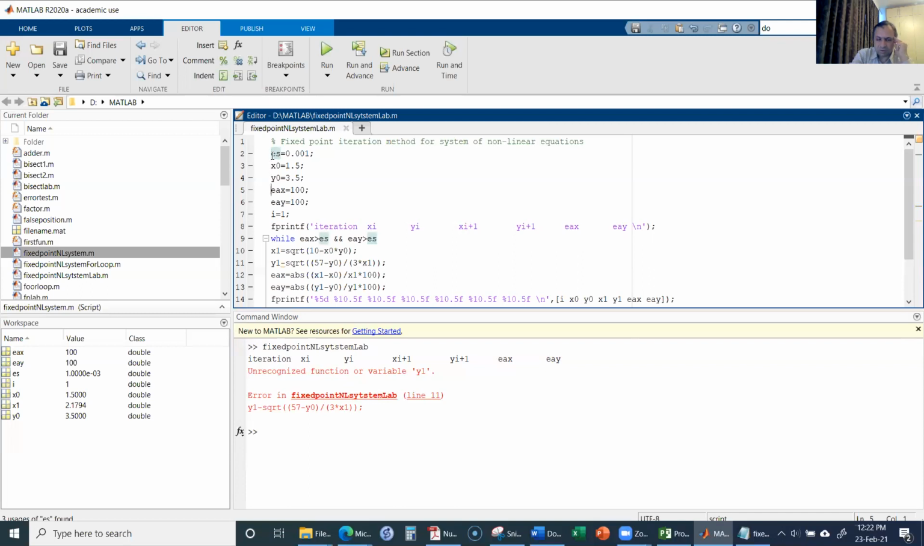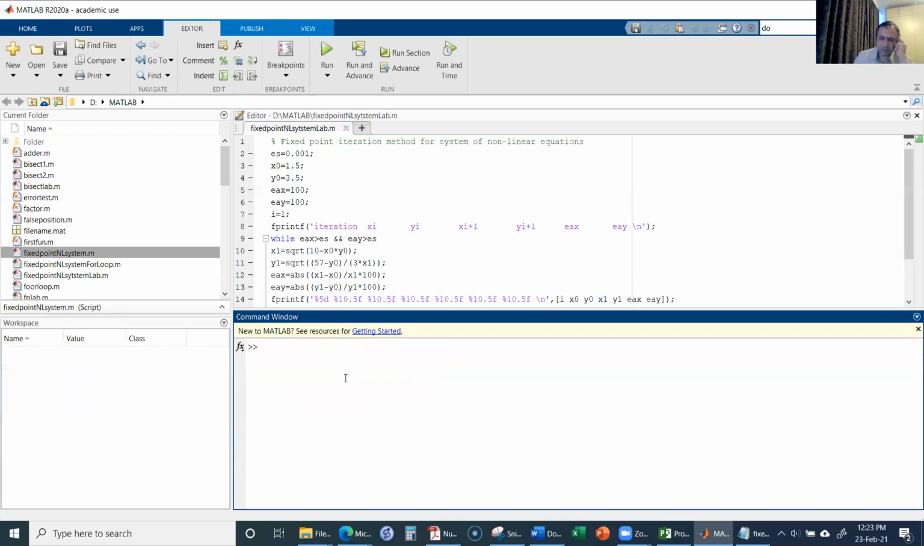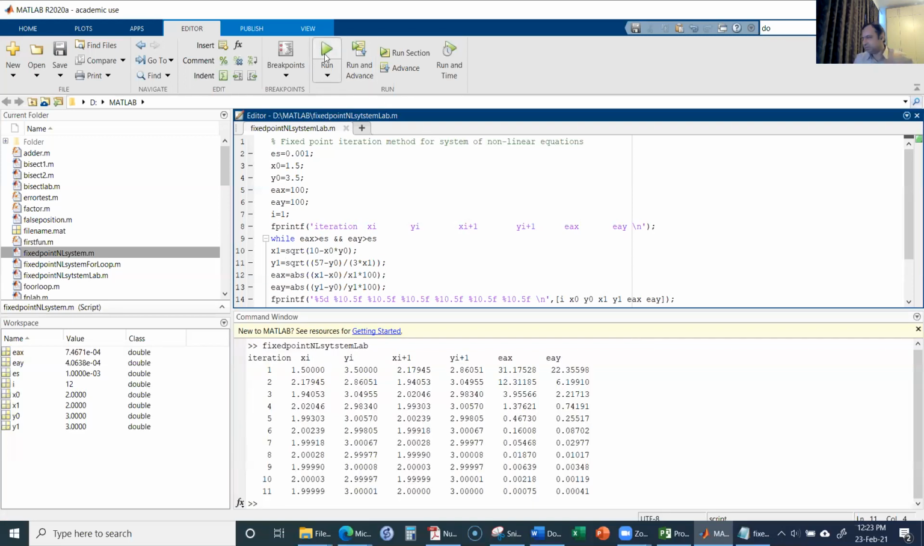So it says line 11, y1. y1 is equal to sqrt of 57 minus y naught divided by 3 into x1. That was correct. And here, actually I should put an equal sign over here, and I forgot to put the equal sign. Yes, so this was the mistake. Now I will run again. And yes, it seems that now the script works.